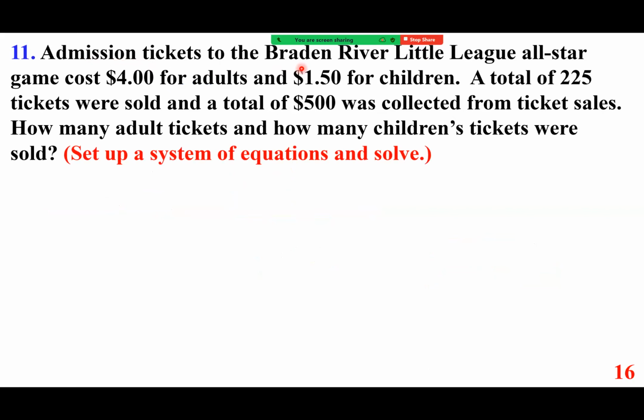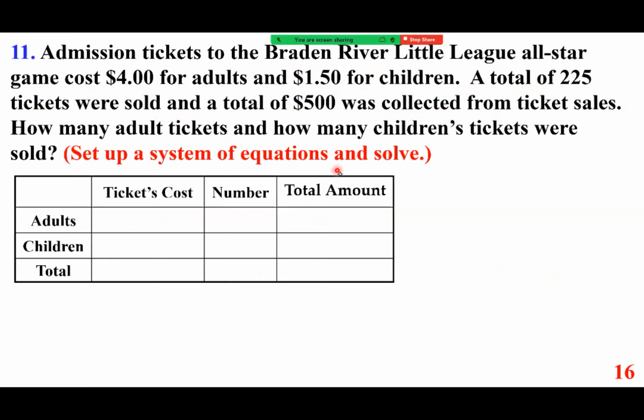Admission tickets to the Braden River Little League All-Star game cost $4 for adults and $1.50 for children. A total of 225 tickets were sold and a total of $500 was collected. How many adult tickets and how many children tickets were sold? We want to set up a system. So adults tickets cost, number, total, children, and total.